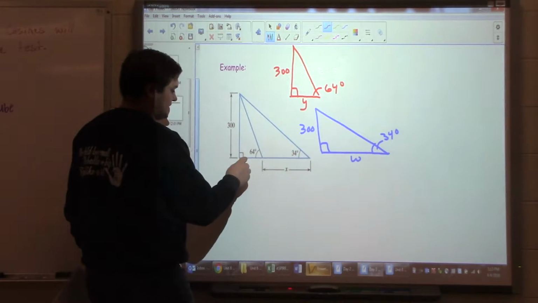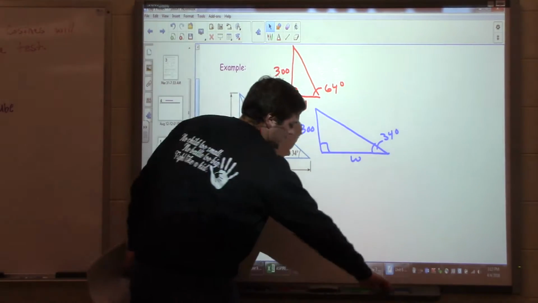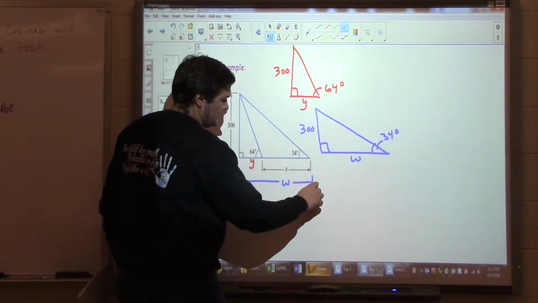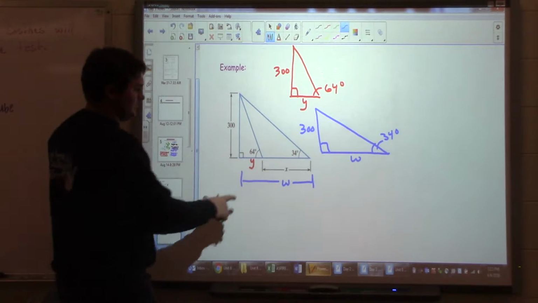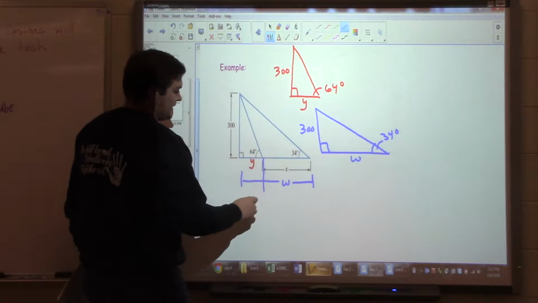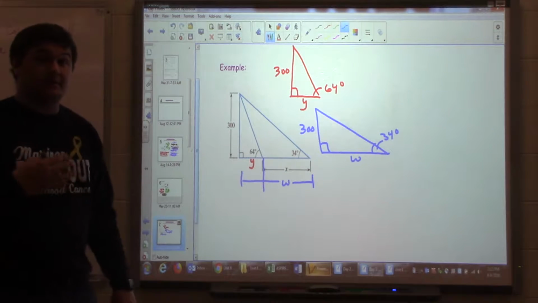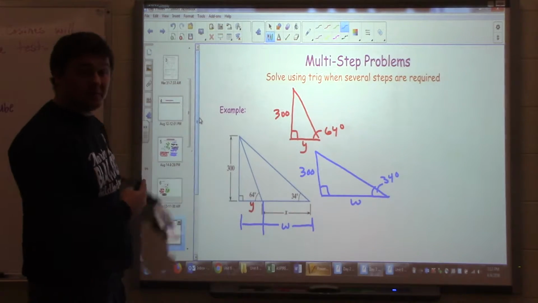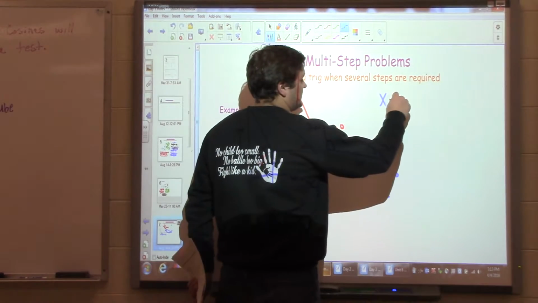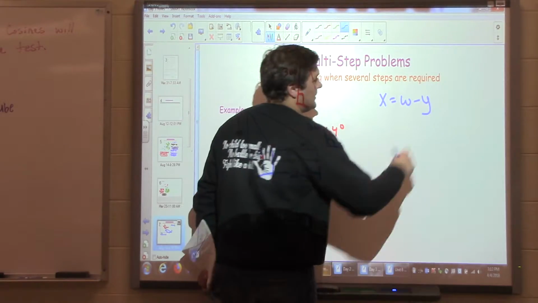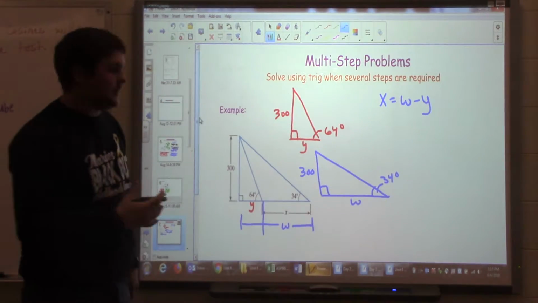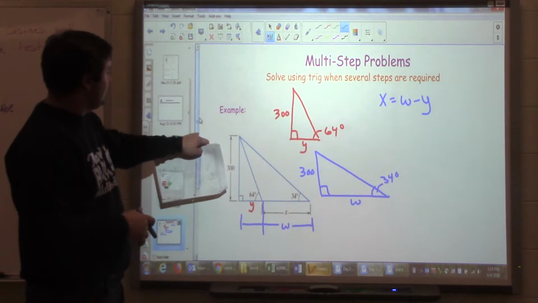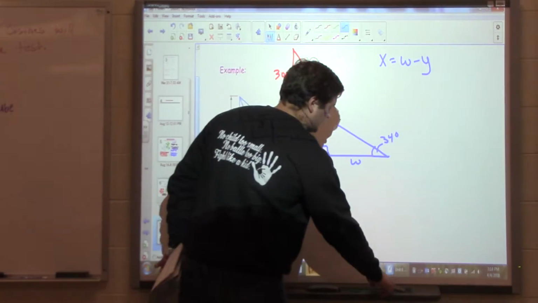So if I look at this, my Y value is right there, and my W stretches all the way through that bottom. So if I take W, and I cut it off right here, I'm taking off Y, I'm going to be left with just X. So in this case, last time it was X equals W plus Y, this time it's X equals W minus Y. So I need to find both the bottoms, I need to find W and Y, and I need to subtract them. So, first things first, let's find W.